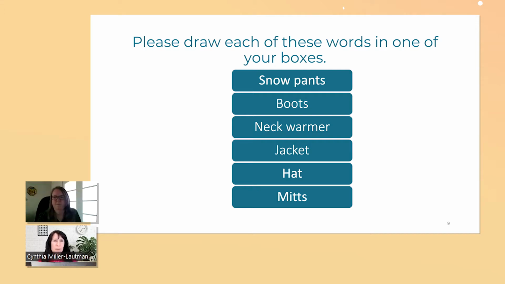So if you're in a group, show each other your pictures. So I know Minnie's Hope is together. I think there's some more people together. So show your colleagues your pictures, because you all might have different pictures of what you describe as boots and snow pants and what kind of hat you draw. Have a good laugh. It's okay if you're not a great drawer.